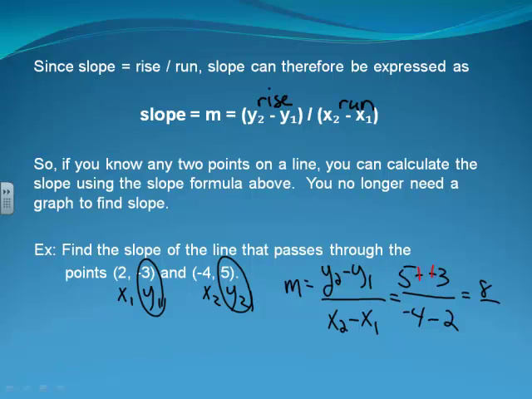-4 minus 2 is the same as -4 plus a -2, if you like that better. -4 and -2 is -6. Now that's a fraction. You would have to reduce that. There's a common factor there of 2. So if you divided 2 top and bottom, we're reducing fractions, you would get 4 over -3. So the slope of the line that passes through those 2 points is -4/3.